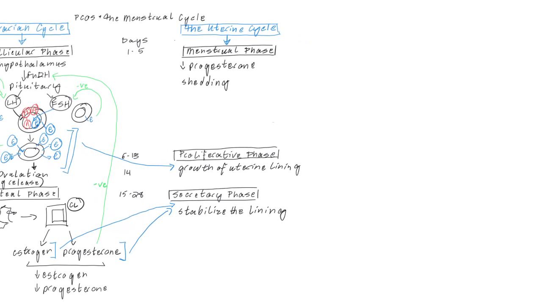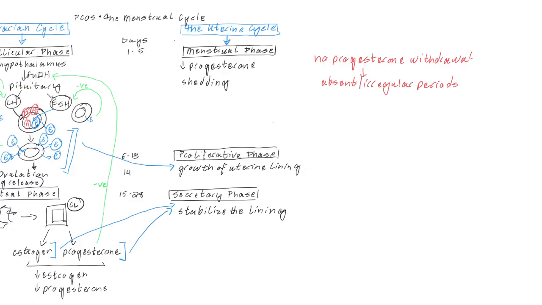So normally in the menstrual phase, we have that progesterone withdrawal. So no progesterone withdrawal. And this is going to lead to one of the features of PCOS, which is absent or irregular menstruation. And I'll write periods here, absent or irregular periods.